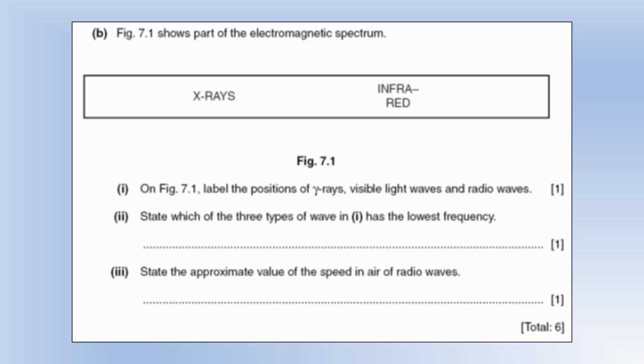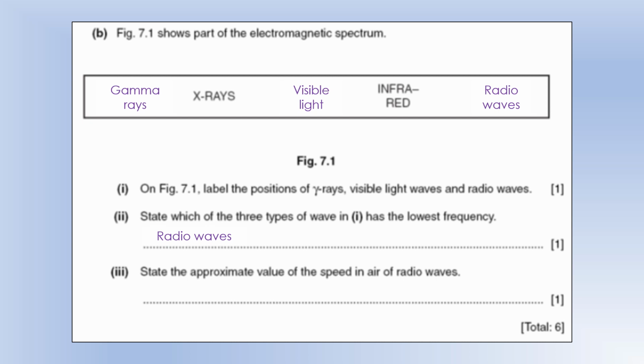So now we're looking at the electromagnetic spectrum. Label the positions of gamma rays, visible light, and radio waves. So gamma rays are the highest frequency, visible light comes in the middle, and then our radio waves are our lowest frequency electromagnetic wave. So that kind of answers question 2. It's our radio waves. They have the longest wavelength, but the lowest frequency, but all of these travel at the same speed, 3 × 10⁸.